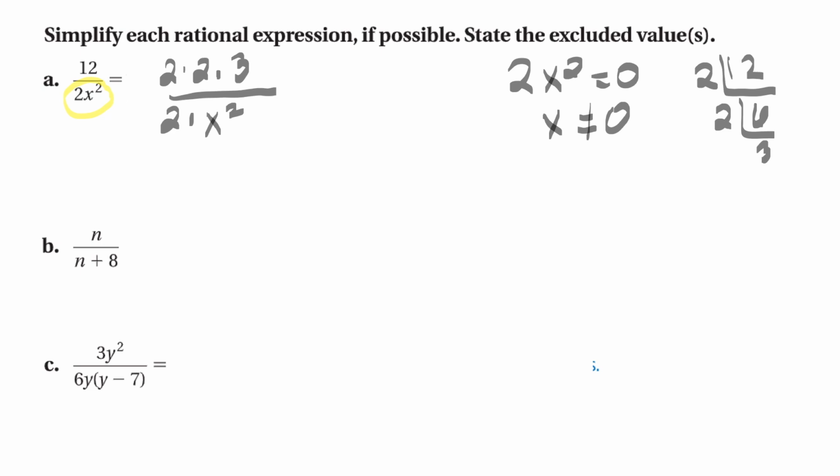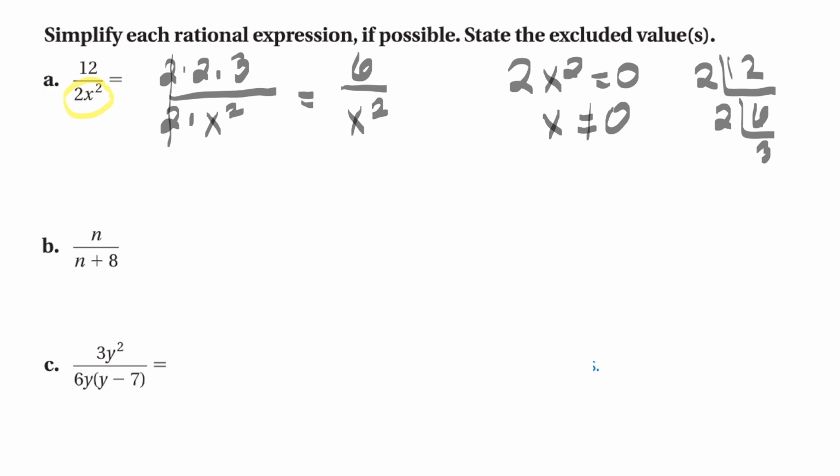And so what we want to do is cancel out. They both have a common 2. So the 2's are going to cancel out, and that leaves us in our numerator, 2 times 3 is 6. And in our denominator, x squared. And remember that that's our simplified expression, but x cannot be equal to 0. We're going to do the same thing for our next one.